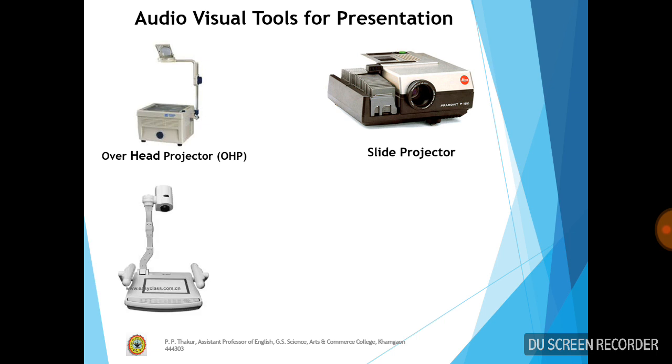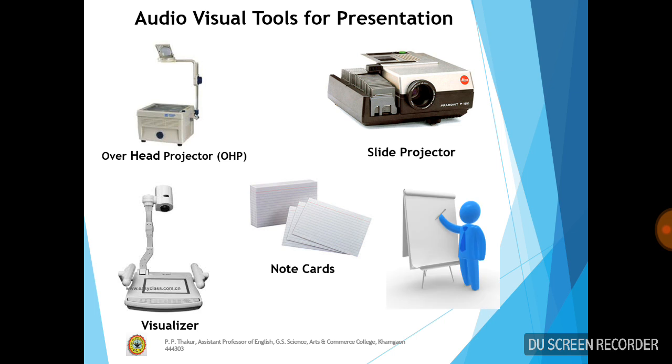This is something called a visualizer. It is an advanced or modern version of the overhead projector, and whatever you put on the surface of this visualizer is projected on the screen or the wall. These are note cards or cue cards on which you can write your points, and you can hold these cards in your hands while talking. You can look at your points and go on explaining.